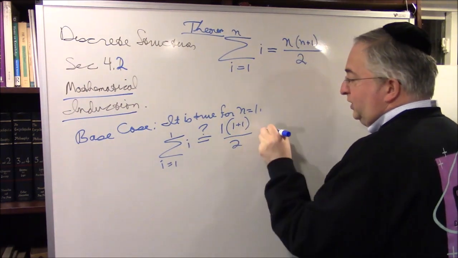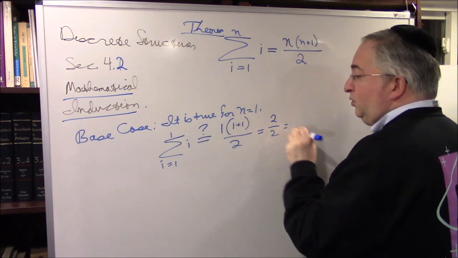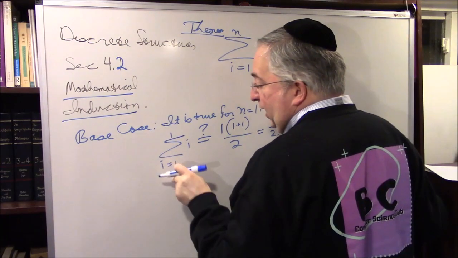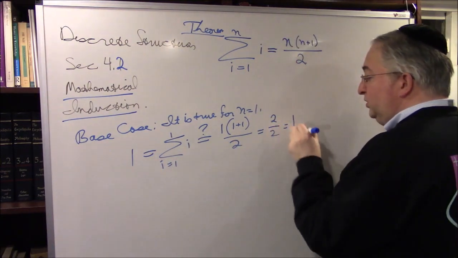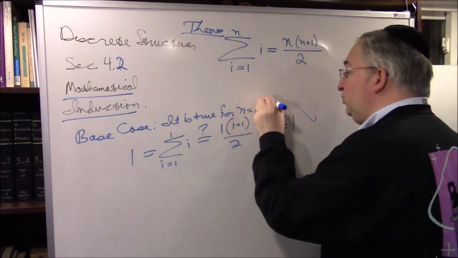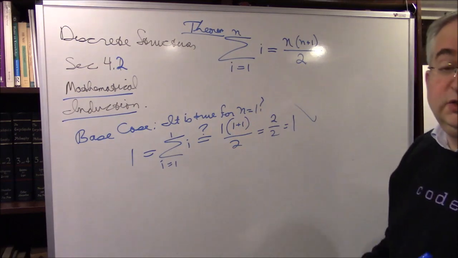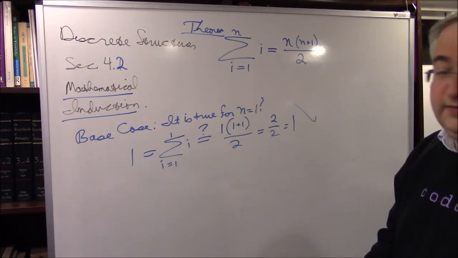Let's see what this is. This is 1 times 2 over 2. Adding up all the numbers from 1 to 1 is 1. This side, 2 over 2 is 1. So yes, it's true. Is it true for n equal to 1? Answer, yes it is. We showed it's true for n equal to 1. That's the easy case.